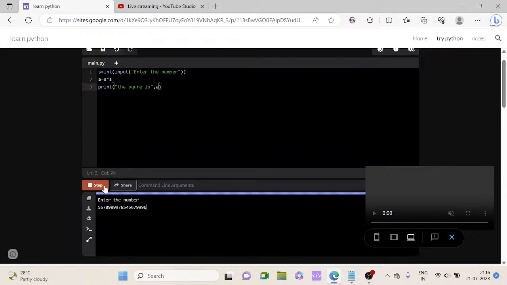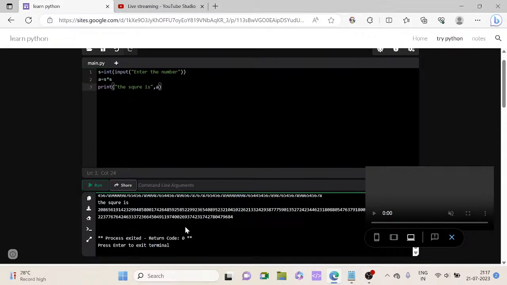See, we can now give a big number. A calculator can't solve this. We have given a big number. We need to press the enter key. Big number, the square is, see, we have got the correct square of that number perfectly.